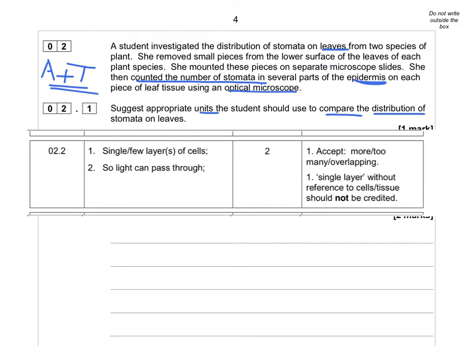Question 2.3 says give 2 reasons why it was important that the student counted the number of stomata in several parts of each plant tissue. Well, it's quite simple. If you look at the distribution of stomata, you might have a greater distribution in one area of the leaf than another area of the leaf. So by doing several parts, you have a representative sample, and the reason is that you are trying to obtain a reliable mean.